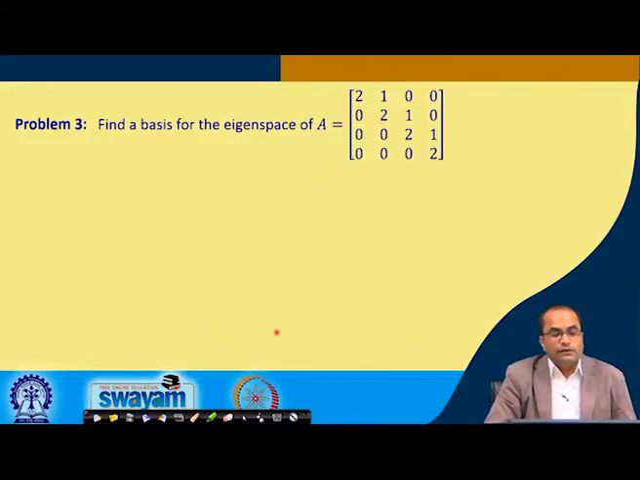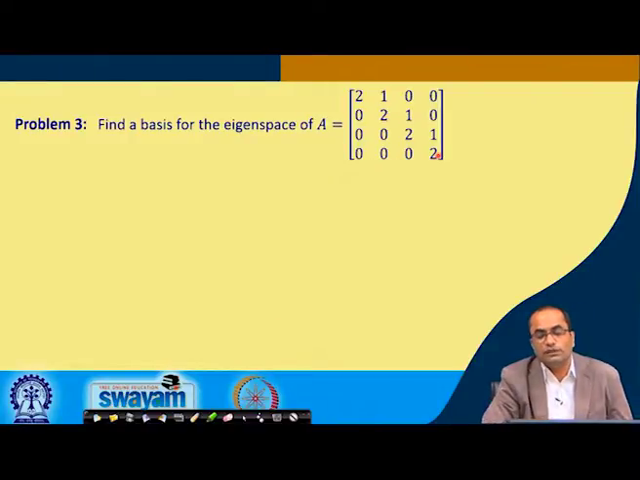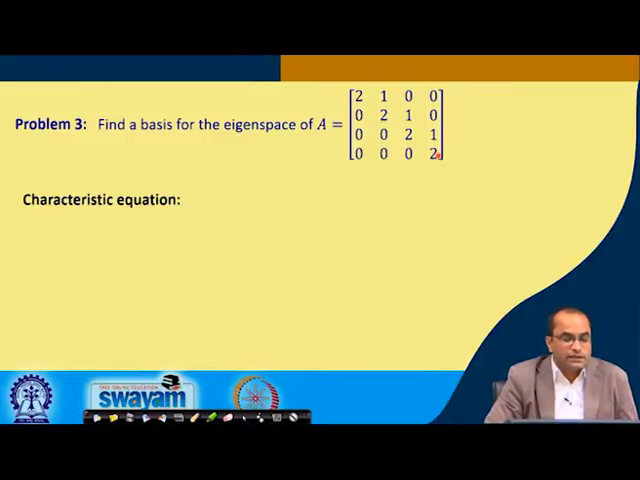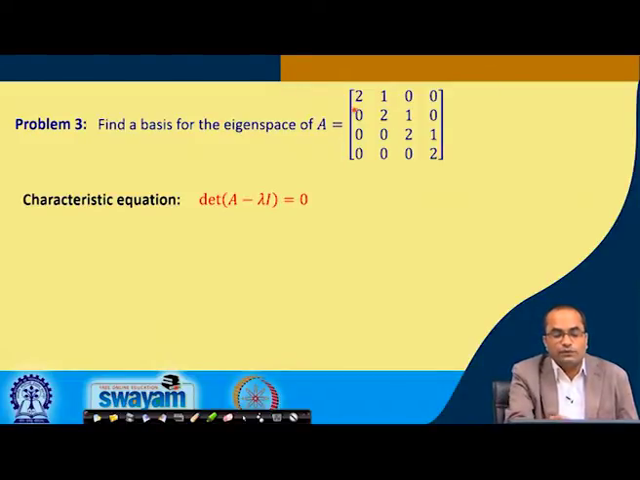Now, if we look into another problem here, the eigenspace of this matrix, that is 2 1 and 0 0. This is actually 4 by 4, so a little bigger matrix, but the calculations are easy. In this case, if we set up the characteristic equation, again (A minus lambda I) x is equal to 0, so the determinant of this will give the characteristic equation, and what is the determinant here?